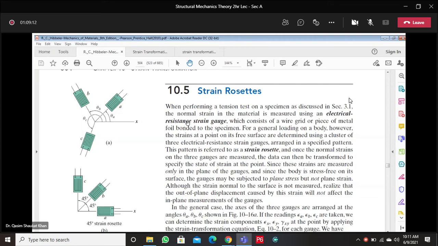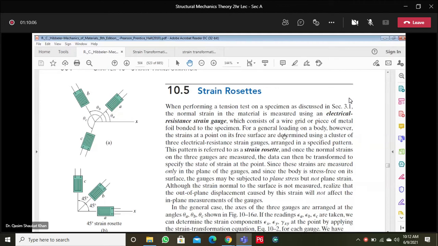This electrical resistance strain gauge consists of a wire grid or piece of metal bonded to the specimen. This is the wire grid, and this is the metal base, and these are the connections. Along with this we will have wires, one end connected to the strain gauge, the other end connected to the data acquisition system in which your data will be recorded. These strain gauges will only measure the strain in the direction in which they are attached.